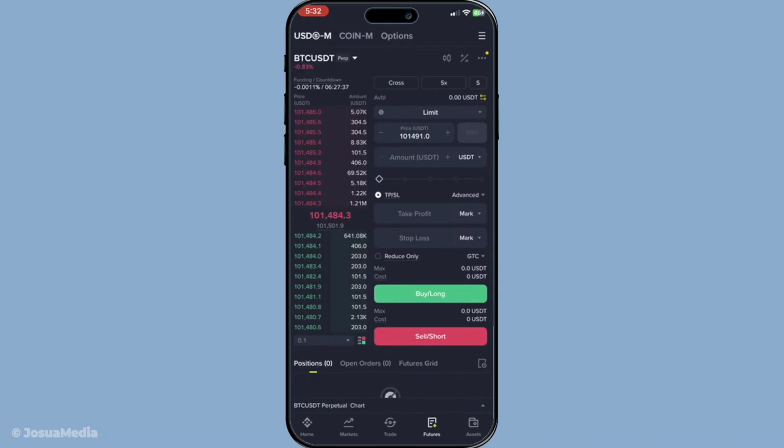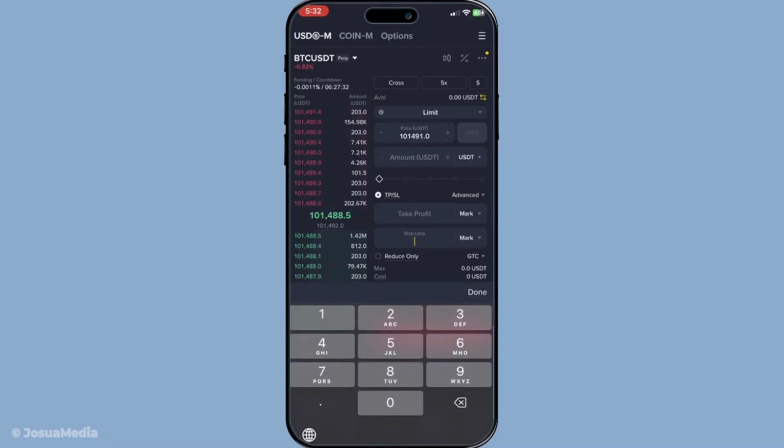Don't forget about risk management. Setting a stop loss and take profit level for each trade can help you control potential losses and lock in gains. A stop loss will automatically close your position if the market moves against you beyond a certain level, while a take profit will do the same to secure your profits once a target is reached.